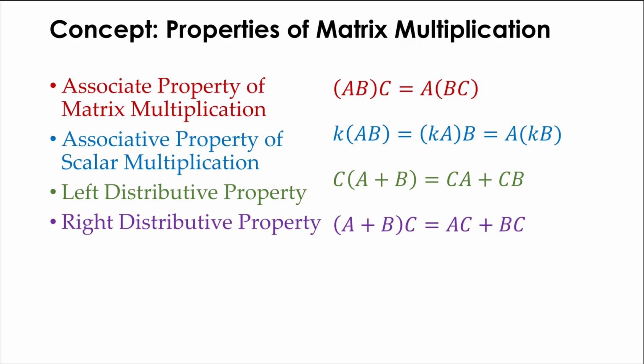A few other properties of matrix multiplication. We have the associative property that we just proved. We have the associative property of scalar multiples, and we have the left distributive property and right distributive property. Make sure you write these down, and also write down that A, B, and C are all matrices.